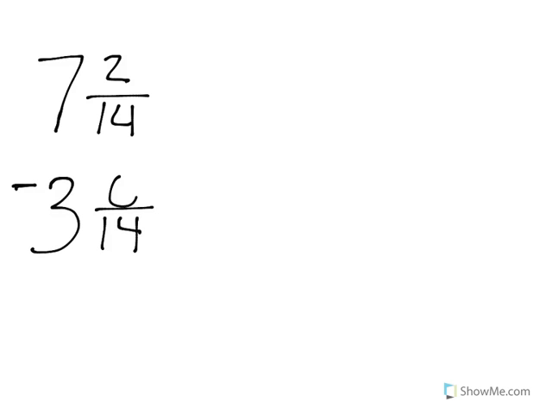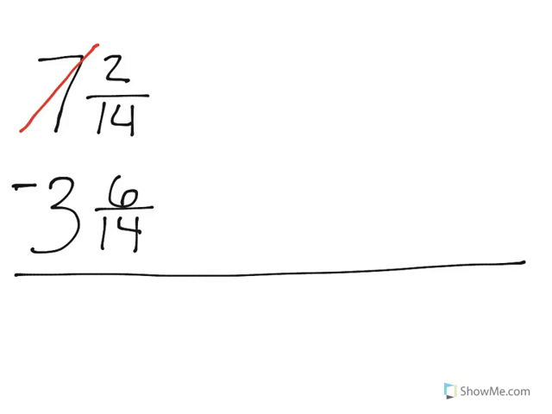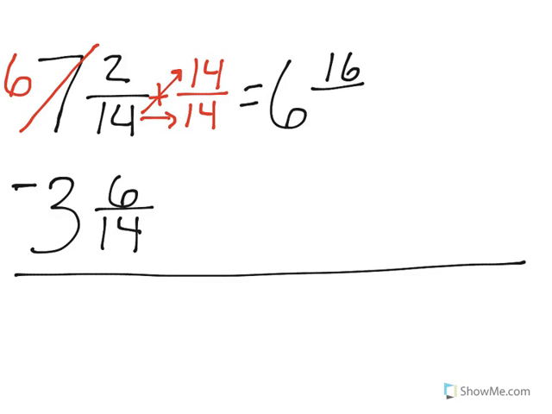So our equivalent fraction was 7 and 2/14 minus 3 and 6/14. Now, this is the case where we have to regroup. And so we're going to take 1 away from a whole number, and it becomes a 6. That 1 doesn't go anywhere. We just make it look like a fraction. And the fraction is going to have the same numerator and denominator as the original denominator, which is 14. So we have 14/14. Then we're going to add that, and we're going to get 6 and 16/14.